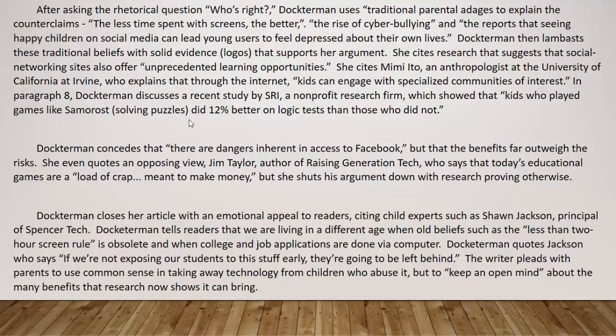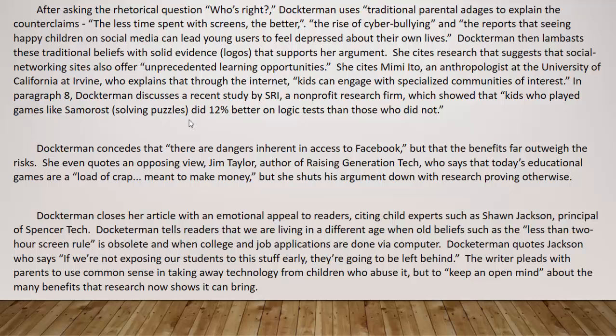Conclusion. Dr. Min closes her article with an emotional appeal to readers, citing child experts such as Sean Jackson, Principal of Spencer Tech. Dr. Min tells readers that we are living in a different age when old beliefs such as, quote, less than 2 screen hour rule is absolute, and when college and job applications are done via computer. Dr. Min quotes Jackson, who says, quote, if we're not exposing our students to this stuff early, they're going left behind. The writer pleads with parents to use common sense to take away technology from children who abuse it, but to keep an open mind about the many benefits that research now shows it can bring. And that's what I'm saying.